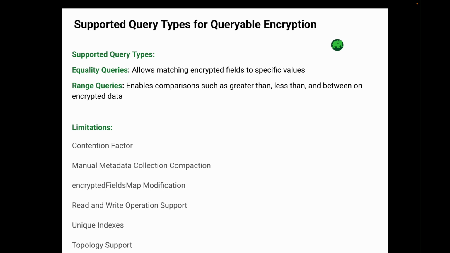Number 1. Contention factor. It impacts performance when multiple queries target the same encrypted field. Manual metadata collection compaction. This requires additional maintenance. And likewise, encrypted fields map modification. Updates require extra configuration. And read and write operation support. Some operations may have restrictions. Unique indexes are not supported on encrypted fields. Topology support is limited to replica sets and sharded clusters. So while queryable encryption offers strong security, understanding these trade-offs is crucial for optimal implementation. To read more on other limitations, you can visit the MongoDB official website.